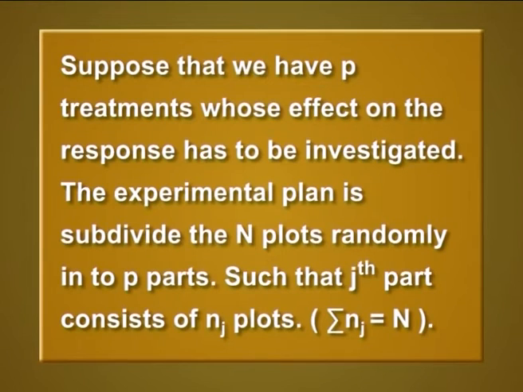Suppose that we have P treatments whose effect on the response has to be investigated. The experimental plan is to subdivide the n plots randomly into P parts such that jth part consists of nj plots. Sum of all nj is equal to capital N, the total number of experimental units available.